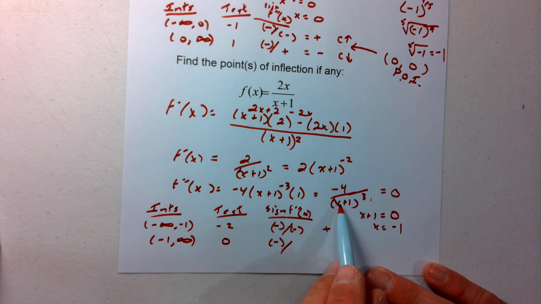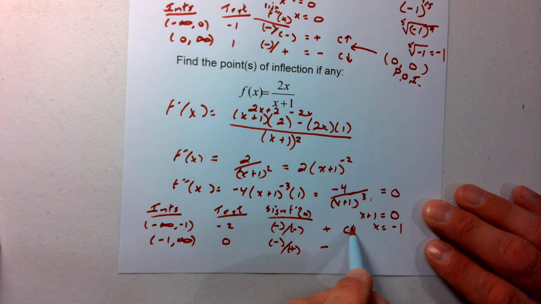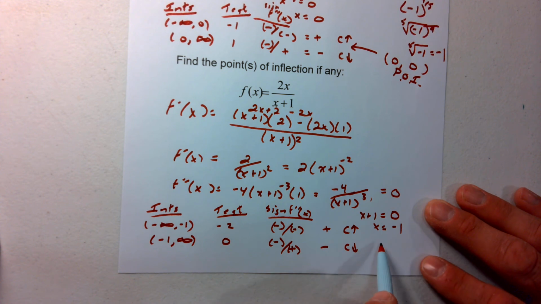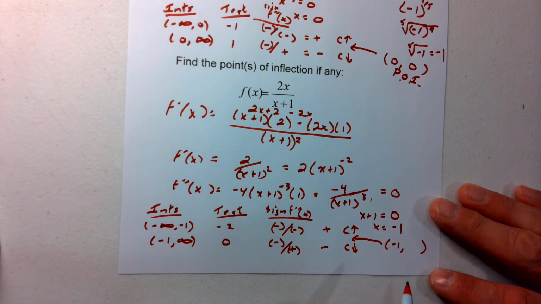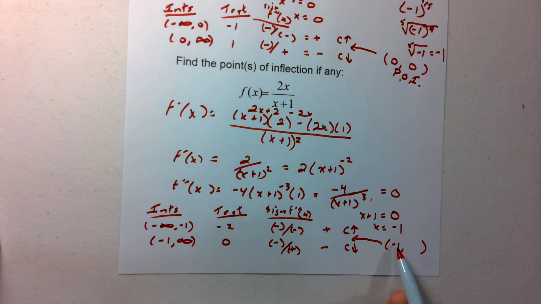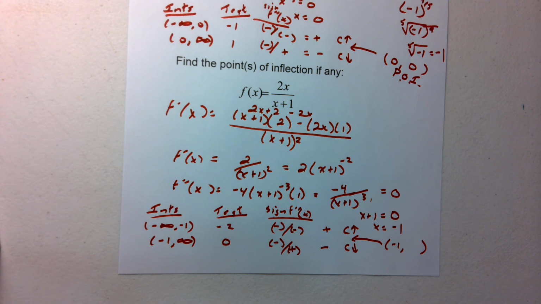And if I plug in 0, 0 plus 1 gives me a positive. To the 3rd is going to be positive. So I get a negative. So I get concave up, and I get concave down. So again, I have a possible point of inflection at -1. So what I've got to do is take that -1 and plug it back in to my original to make sure I get a point.